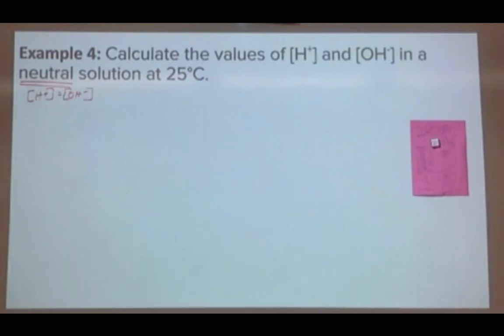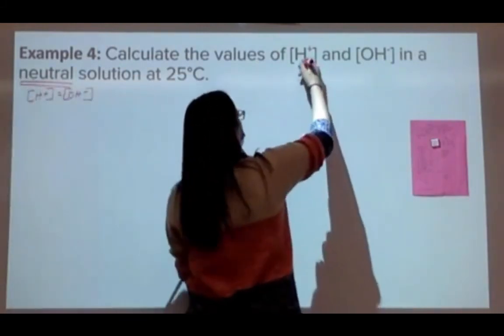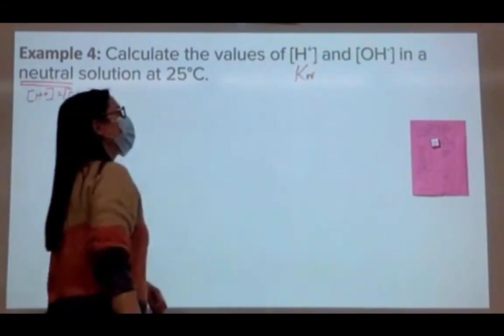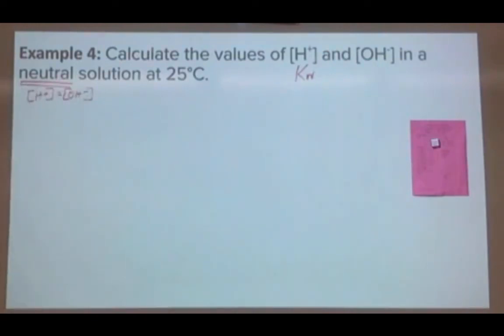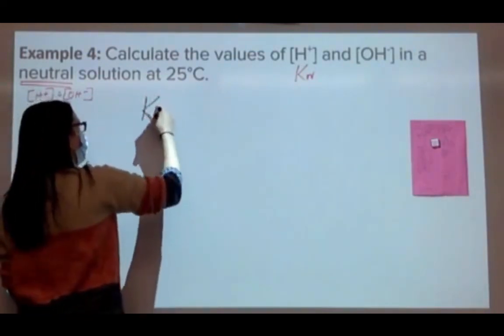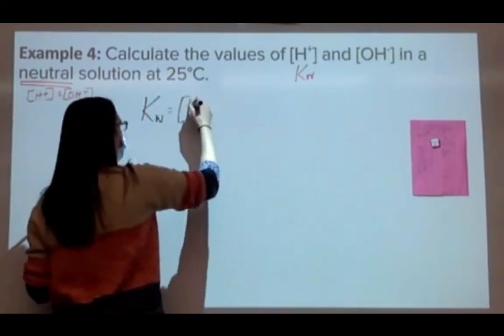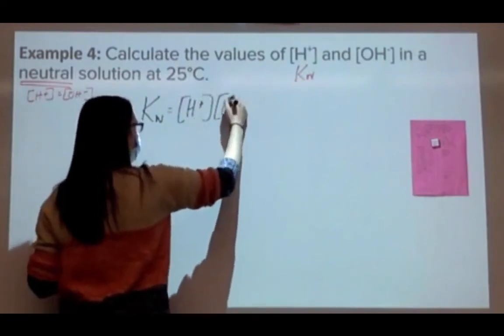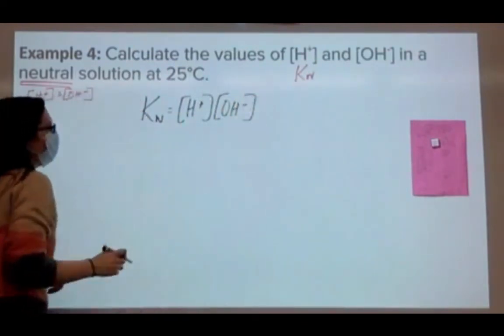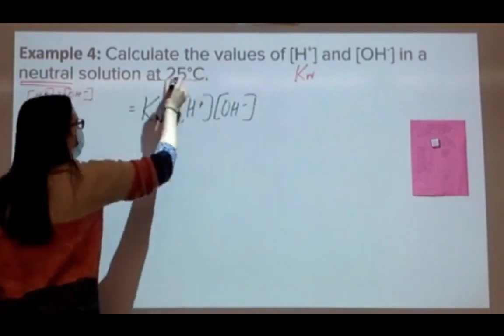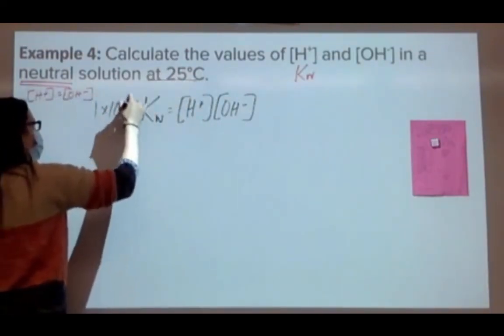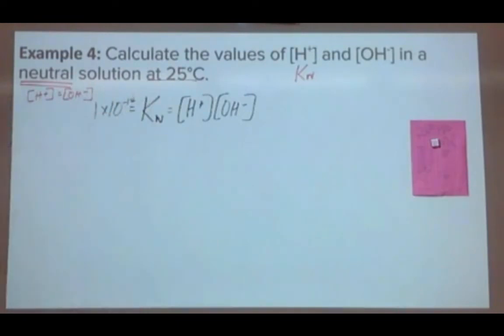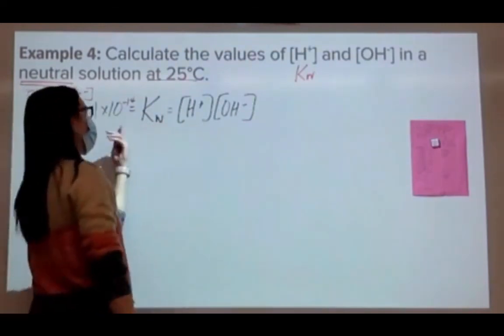So when we want to calculate H plus or OH minus, we want to use KW. KW relates these two variables, H plus and OH minus. So KW equals H plus times OH minus. And we know that KW at 25 degrees Celsius is 1 times 10 to the negative 14. Now, you might look at this and say, okay, well, we have to calculate both of these and all we have is one value.